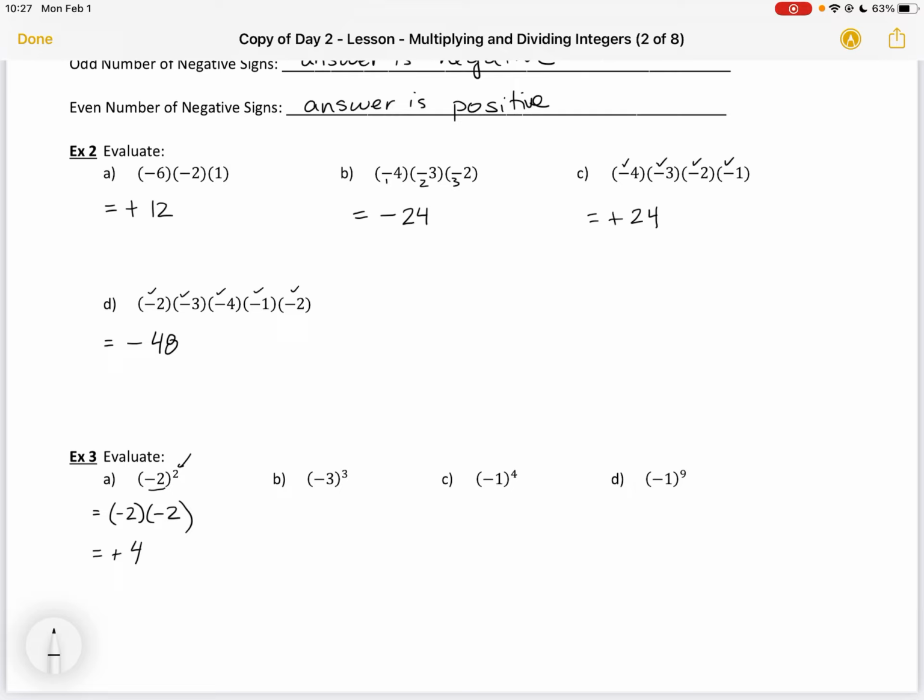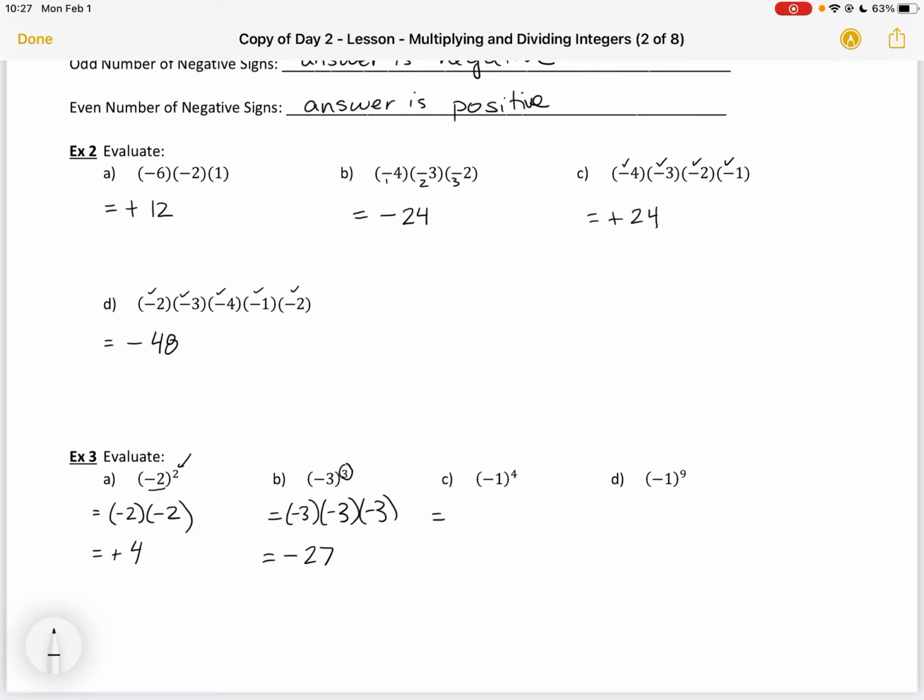4. My next example, I have a 3. So now I know that I'm going to have minus 3 times minus 3 times minus 3. 3 negative signs. My answer is going to be negative. Then I can multiply the 3's together, which will give me 27.